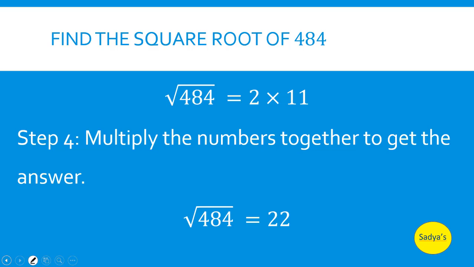And what is the last step? We simply multiply these numbers together to get our answer. What is 2 multiplied by 11? It is 22. So the square root of 484 is 22.